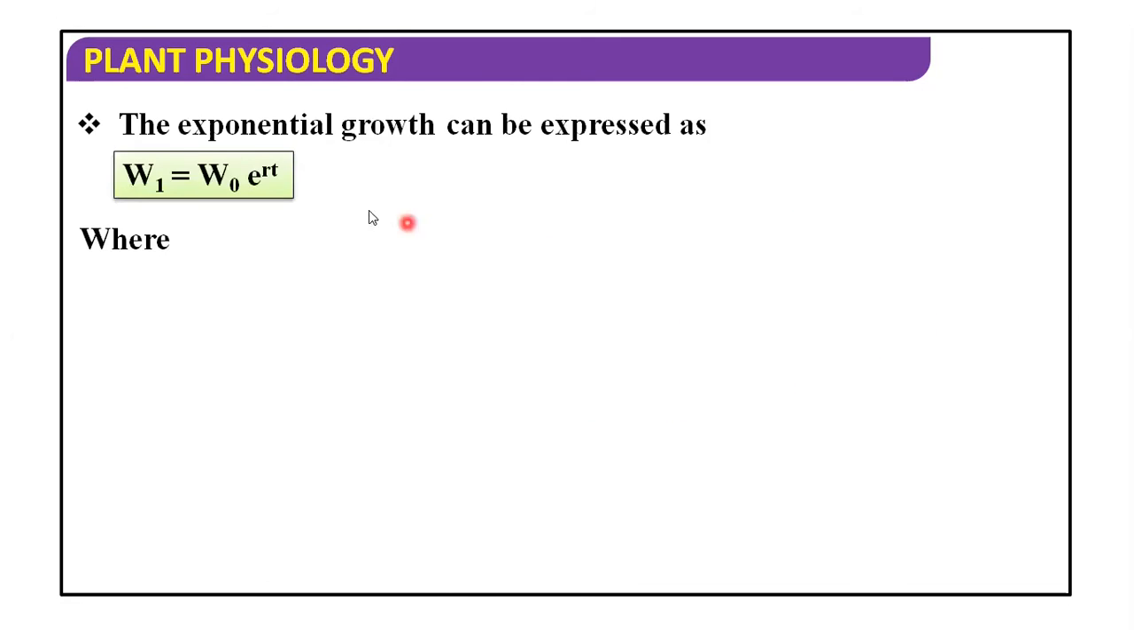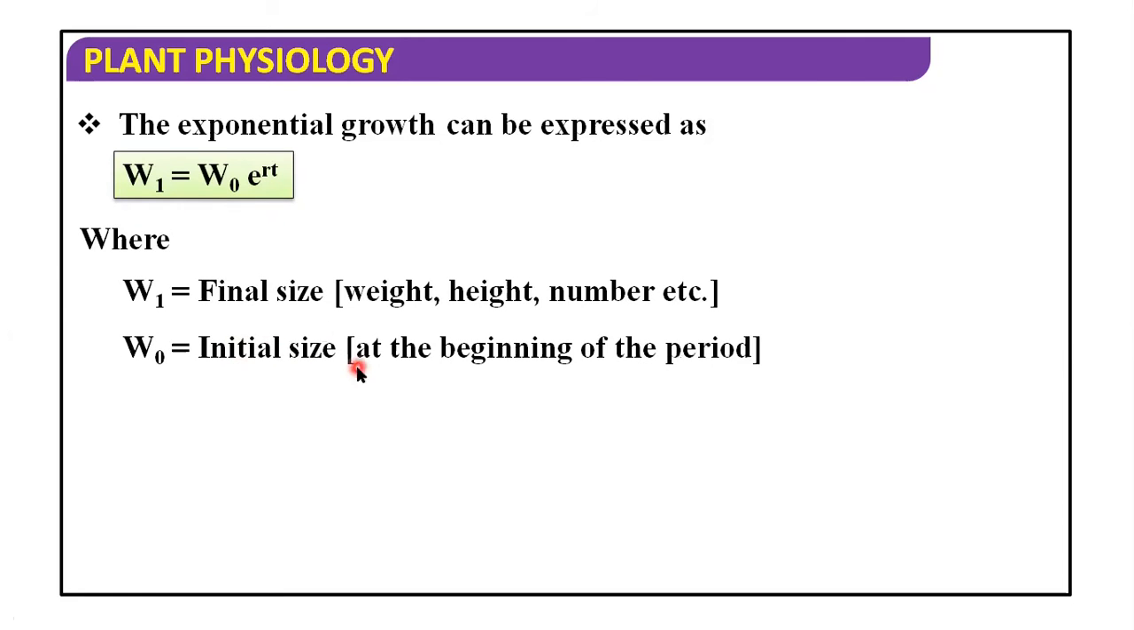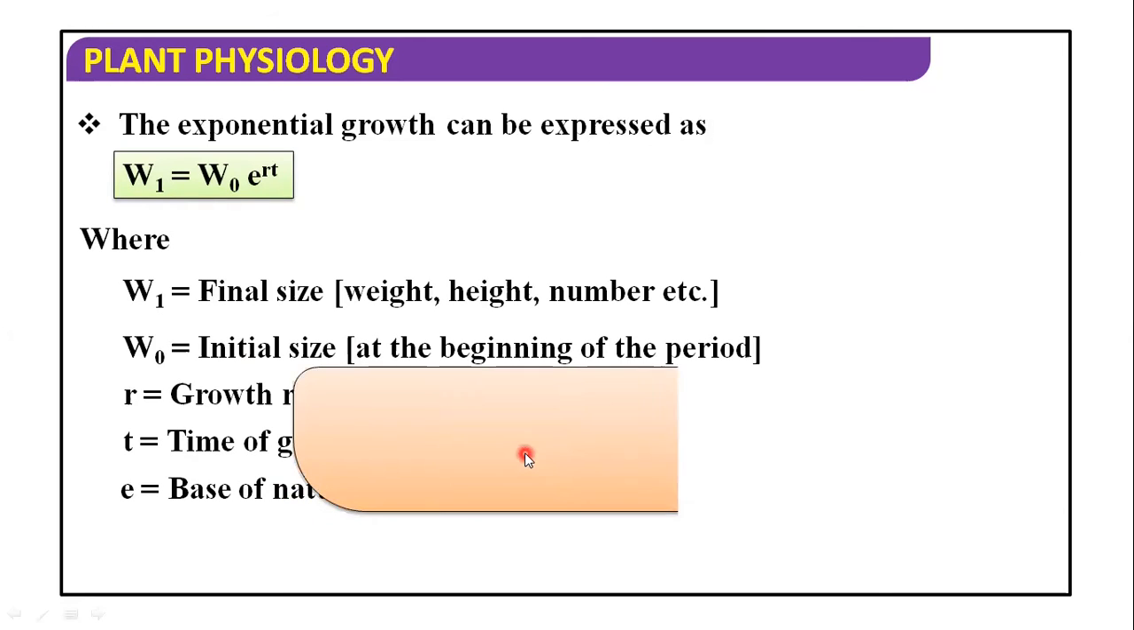Now, exponential growth can be expressed by the formula W1 = W0 e^rt. W0 is the initial size and W1 is the final size, that is weight, height or number, and initial size means at the beginning of the period. r is the growth rate, t is the time, and e is the base of natural logarithms.